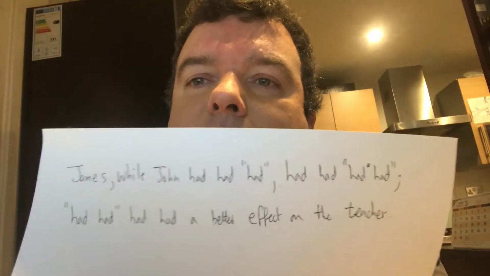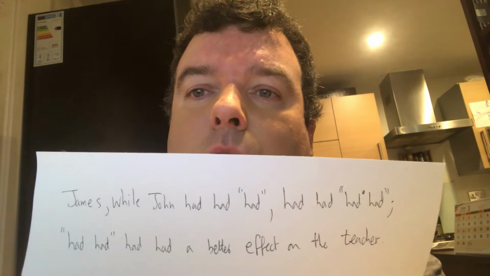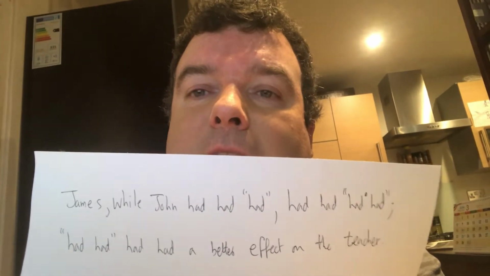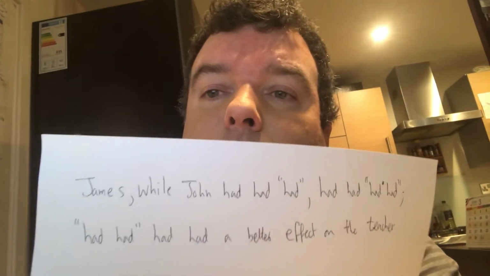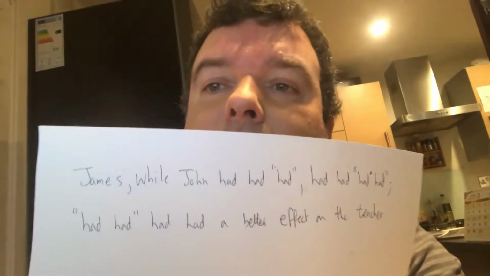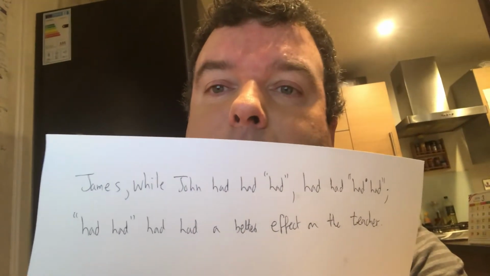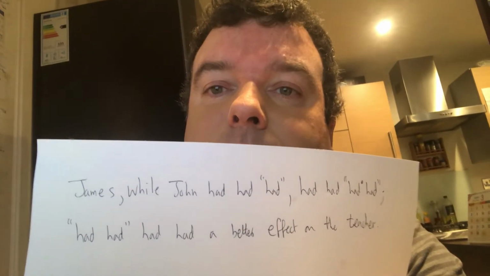Alright, so let's put punctuation in so you can understand it. So you've got James, comma, while John had, which is incorrect, comma, had, semicolon, then you explain what you're talking about, had had a better effect on the teacher.